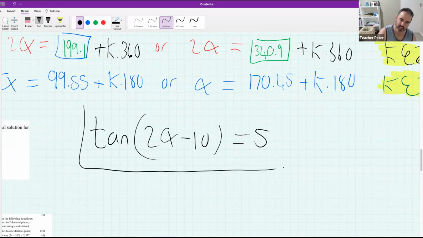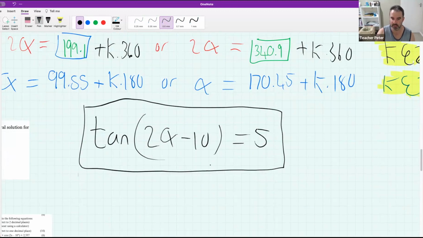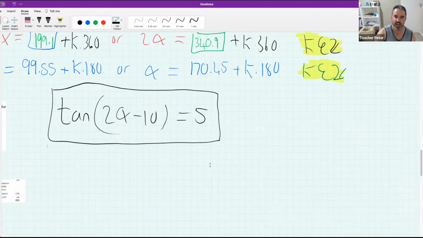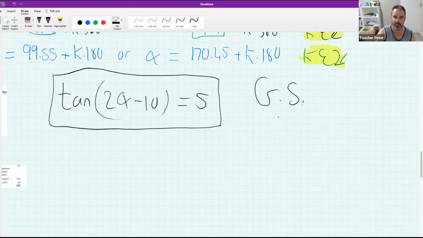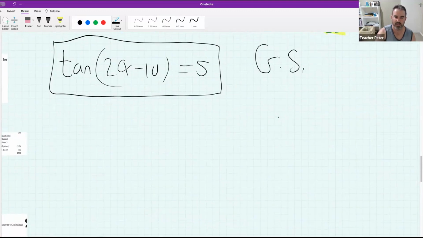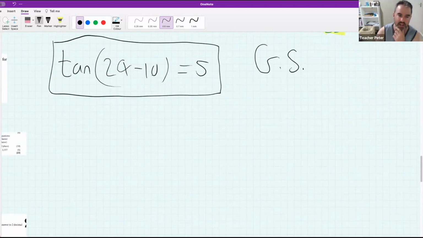Now that is a trig equation that has not only a number in front of the variable, but another something. So that's a good way to end tonight. We're going to solve this. And I want you to find me the general solution, or what we call GS, for this. So this is what our final question for tonight is going to look like. What do you think my first step is going to be?